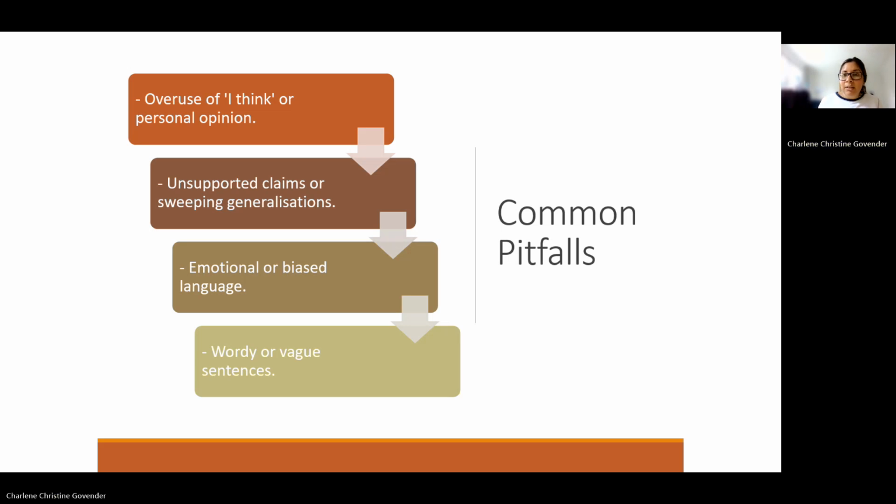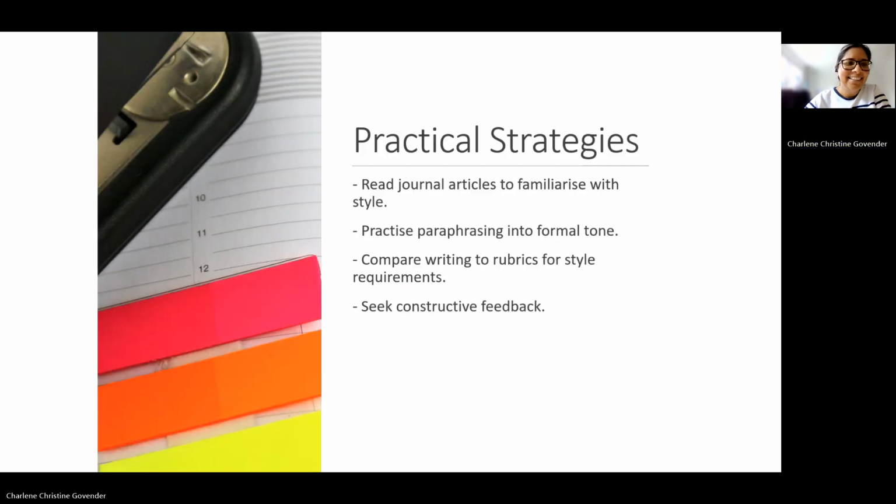And you can also practice avoiding wordy or vague sentences. Okay, so aim for being precise, being objective, and using evidence-based writing. If you can avoid these pitfalls, you will develop your academic voice seamlessly. If only it was that easy.